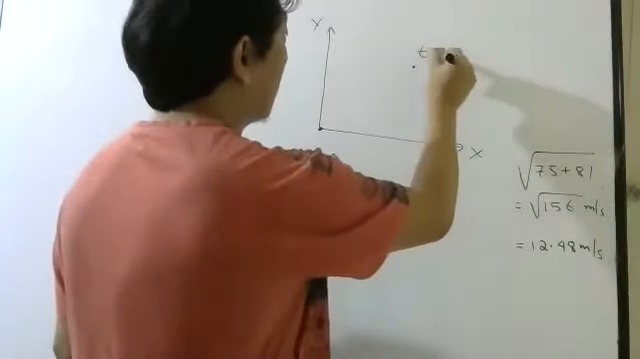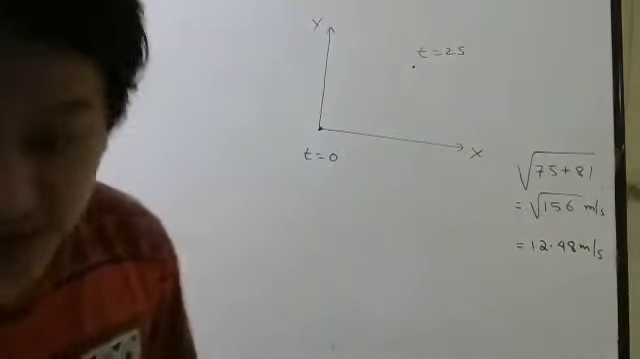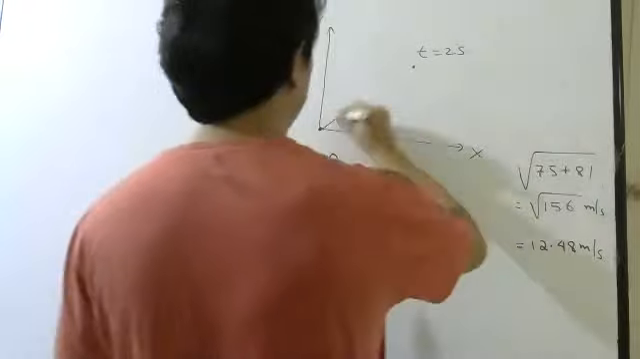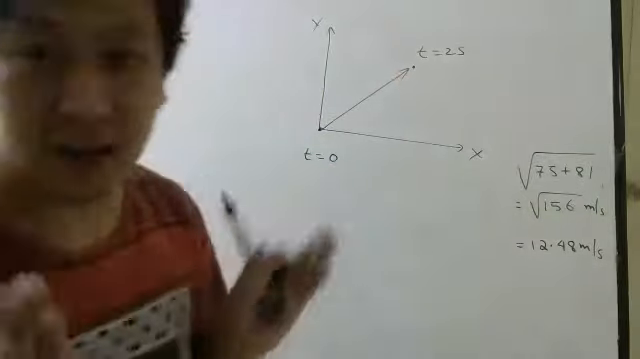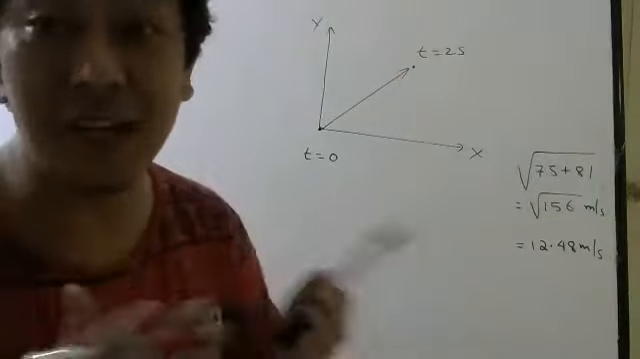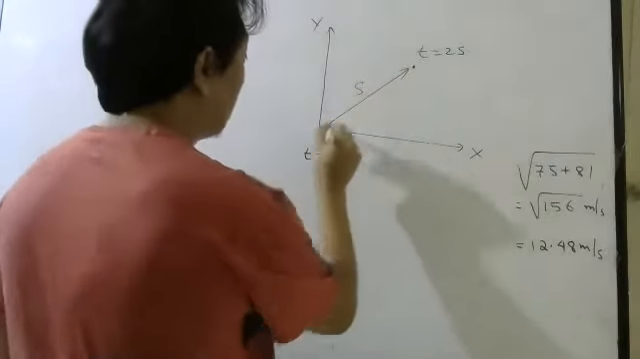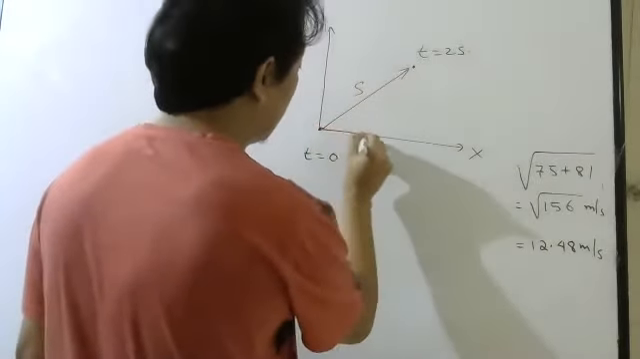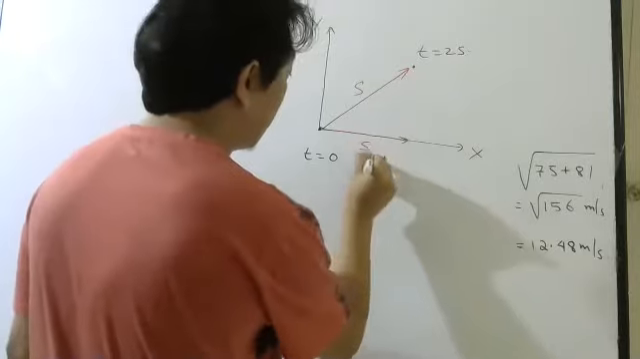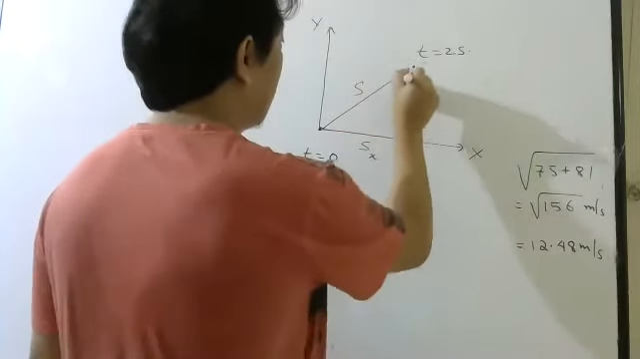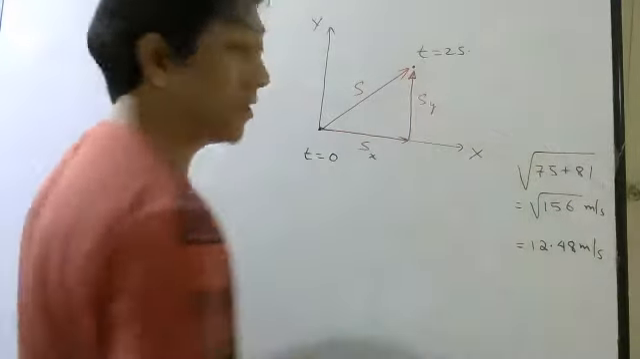This is after 2 seconds. Then you already know this is your displacement. But no one asked for displacement. They only told where it is. So we have to find coordinates. This will be your x component of displacement, and this will be your y component of displacement.